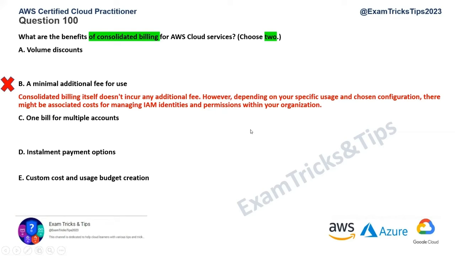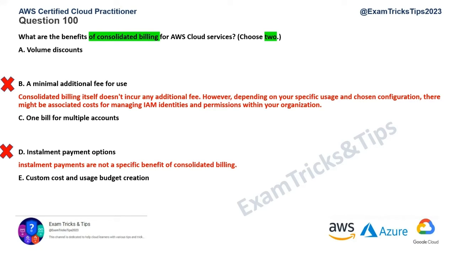The next one, which appears to be wrong, is option D, installment payment option. Now, installment payment option is not a feature of consolidated billing. AWS may be providing, in certain cases, partial payments, but it's nothing to do with consolidated billing. So I rule that out as well. These two, B and D, are totally incorrect options.